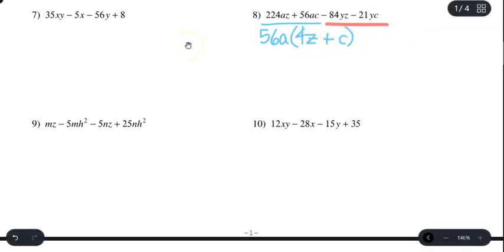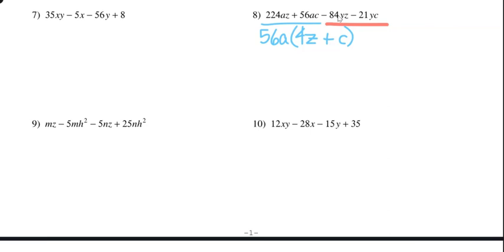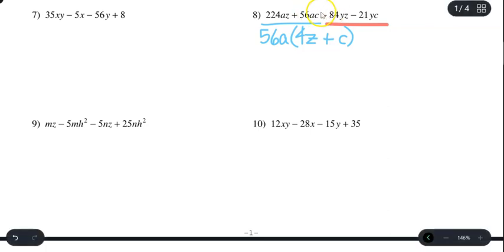So let's carefully examine these two terms. Well, 21 actually goes into 84 evenly, 4 times. But if I only factor out a 21, that's going to leave me with a negative minus a number. So how do I make both of these negatives into positive numbers? I actually am going to factor out a negative 21. And what do these two have in common? They both have a y. So I'm going to factor out negative 21y.